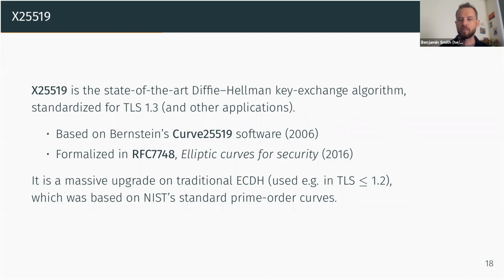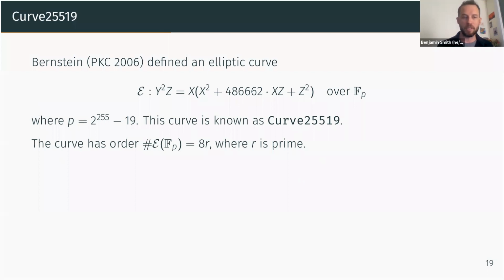And then it took another 10 years for people to get around to standardizing this, basically because Google and Apple started using it in advance. Okay, I will argue that this is a massive upgrade on traditional elliptic curve Diffie-Hellman for a whole series of reasons, which we'll see. Partly the software is so much simpler, partly it's a bit safer, and it's also faster, so why wouldn't you?